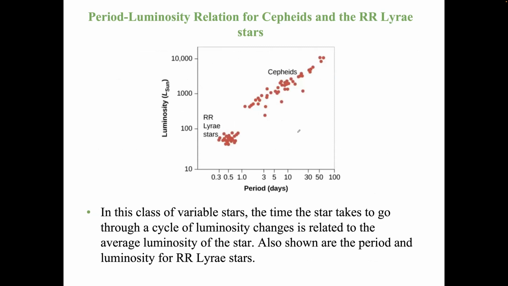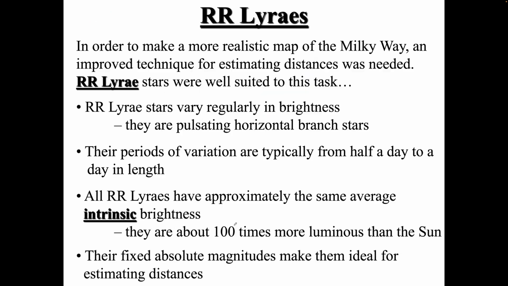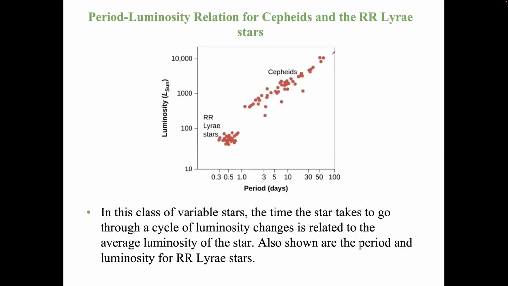Right. Now, from this particular graph, you can clearly see that there are 2 different clusters. These are Cepheid variables. And here are the RR Lyrae stars right here. You can see that all of them cluster around the same location, around 100 times, a little bit below that. We used to say that it's 100 times the sun's luminosity. And their period varies in this region between 0.3 to 1 days. But they have similar luminosities, right?